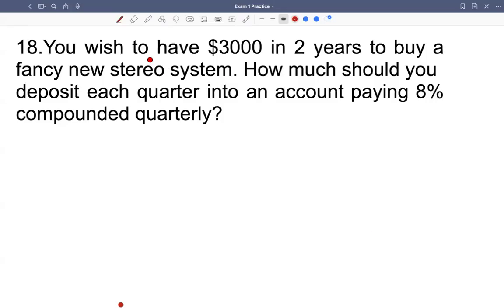Problem 18. You wish to have $3,000 in 2 years. So this is a future money. To buy a fancy new stereo system, how much should you deposit each quarter? So it's not a one-time deposit. It's a deposit each quarter. So that means we need to use the annuity formula.